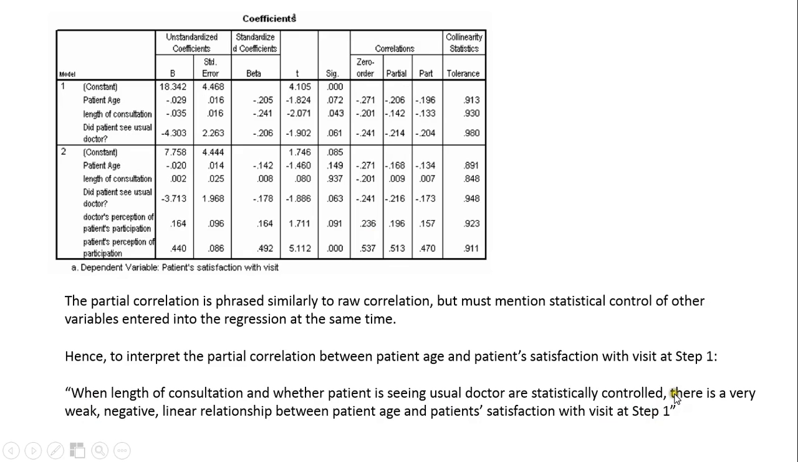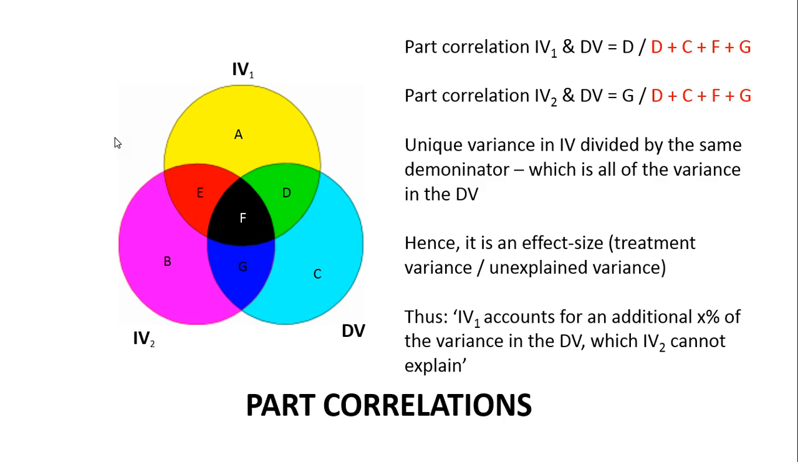So the phrasing is exactly the same as for the raw correlation, but you need to start by mentioning that you're statistically controlling for the other variables that have been entered in that step. Okay, so if it was step 2, you would say after controlling for length of consultation, whether patient's seen their usual doctor, doctor's perception of patient participation and patient's perception of participation, there was a very weak negative linear relationship between patient age and patient satisfaction with visit. Okay, you don't necessarily need to say at step 1 because it's obvious, but I'm including it today for demonstration purposes.